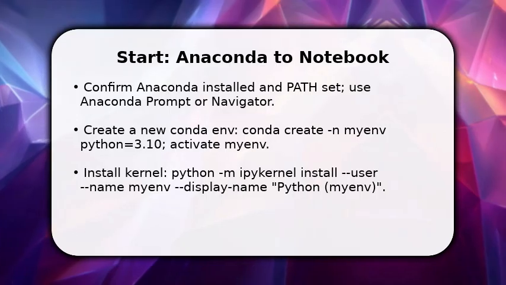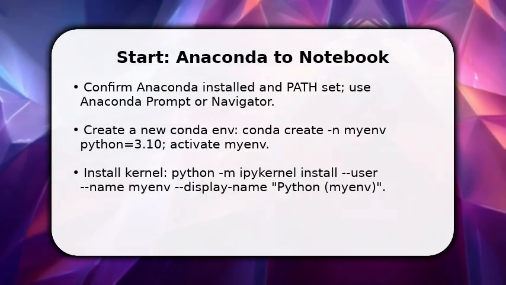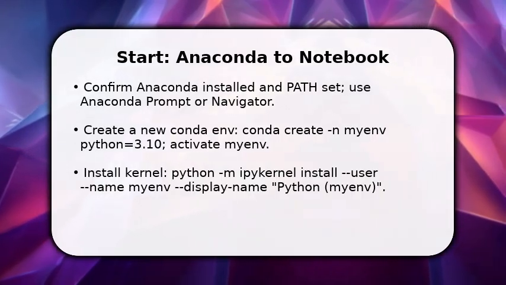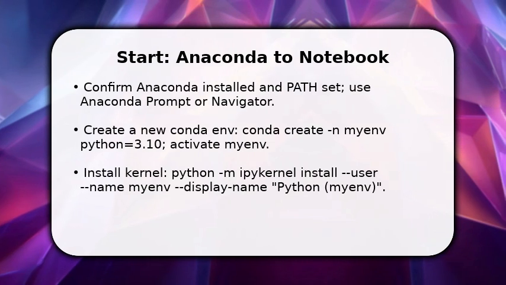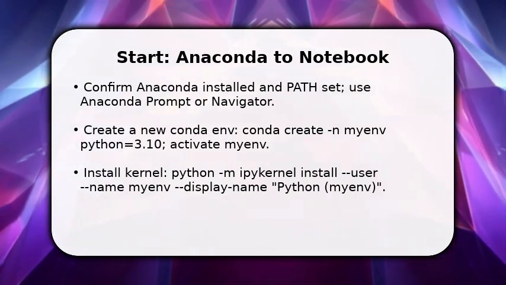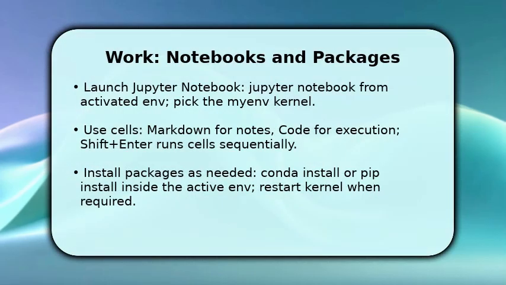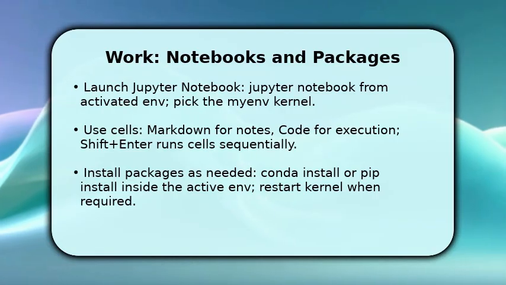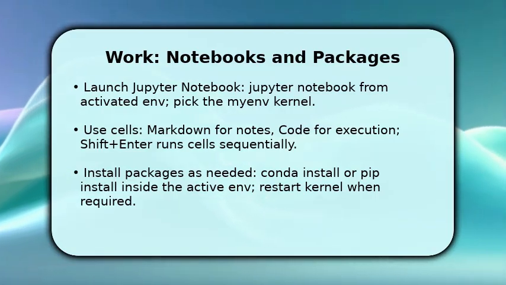Next, add a kernel for Jupyter using python -m ipykernel install to make the environment selectable in the Notebook UI. These steps let you launch Jupyter Notebook knowing the kernel matches your project, which avoids version mismatches later. With Jupyter running, create a new notebook and explicitly choose the myenv kernel so imports use the right interpreter.